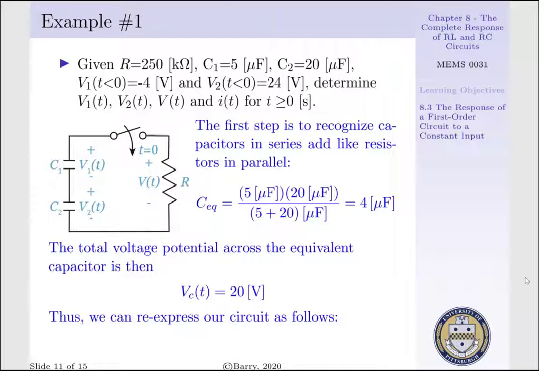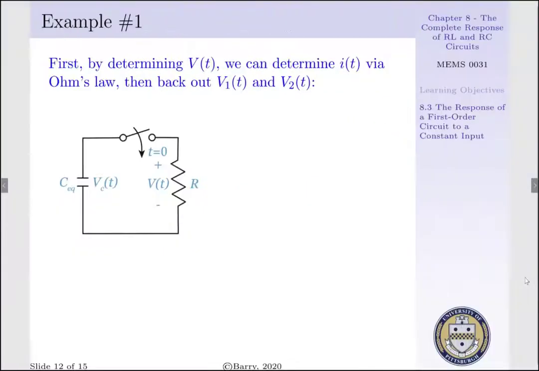Thus, with an expression for equivalent capacitance, we can re-express our circuit as follows, where we have an equivalent capacitance with initial voltage potential connected to a switch, which closes at time t equals 0, which then allows our capacitor to discharge, providing current to our resistor. For us to determine V of t, our voltage potential across a resistor, we first have to determine I of t via Ohm's law, and then we're going to sub this back in to determine V1 and V2.